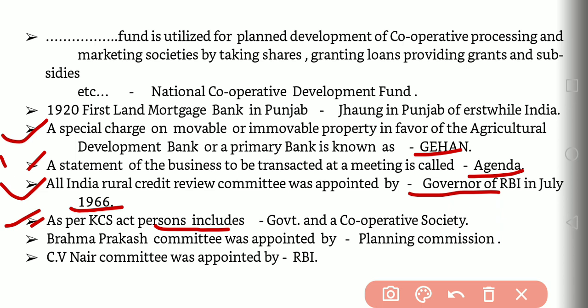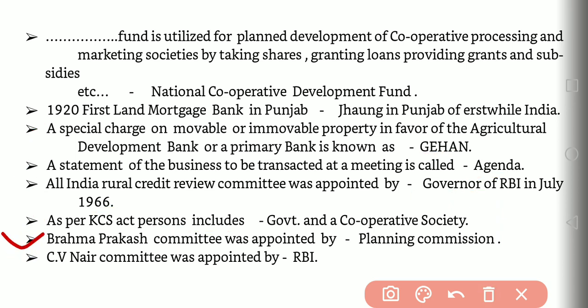Next, Brahma Prakash Committee was appointed by dash, answer, Planning Commission. Next, C.V. Nair Committee was appointed by dash, answer is RBI, Reserve Bank of India.